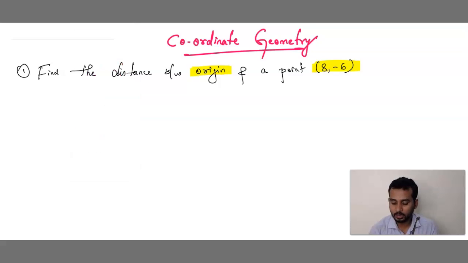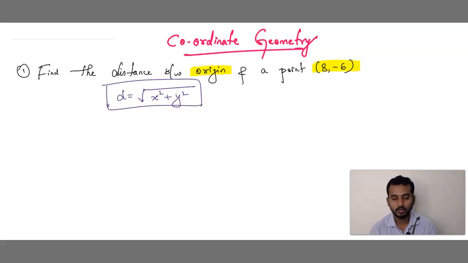And a point 8 comma minus 6, we use the formula d is equal to root of x square plus y square. Remember, this is a very important formula for your board exam. So what is the formula to find the distance between the origin and any point? Root of x square plus y square.